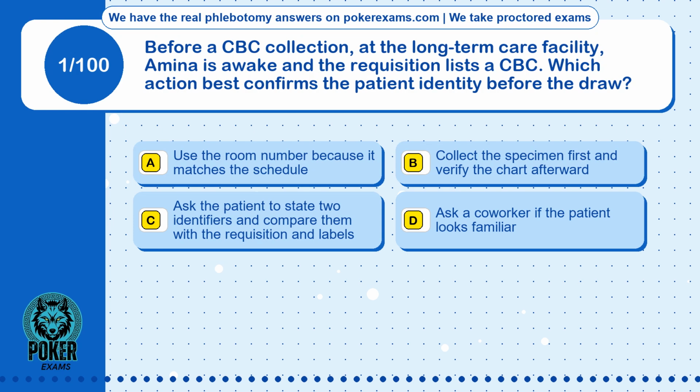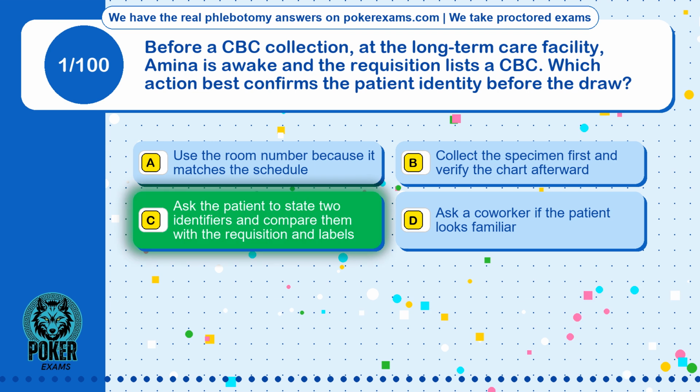Question 1. Before a CBC collection at the long-term care facility, Amina is awake and the requisition lists a CBC. Which action best confirms the patient identity before the draw? Option A. Use the room number because it matches the schedule. Option B. Collect the specimen first and verify the chart afterward. Option C. Ask the patient to state two identifiers and compare them with the requisition and labels. Option D. Ask a co-worker if the patient looks familiar.